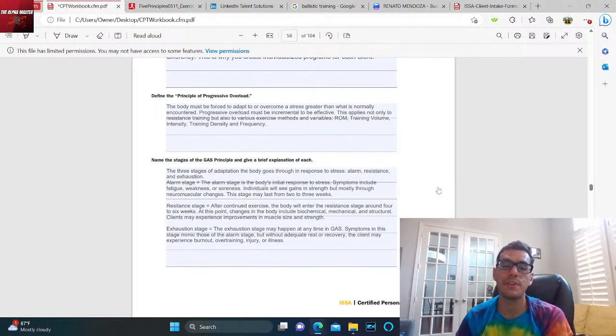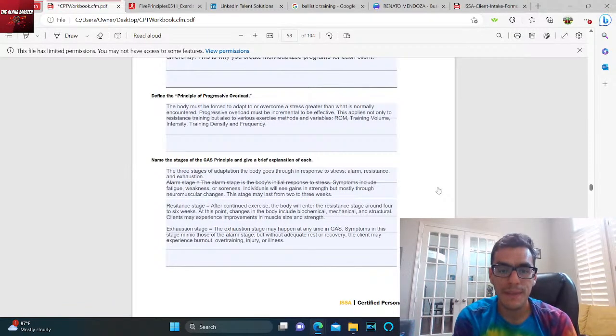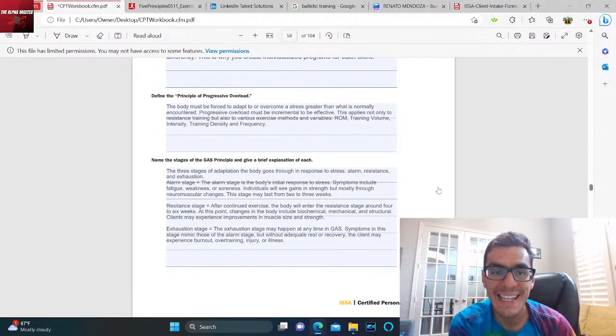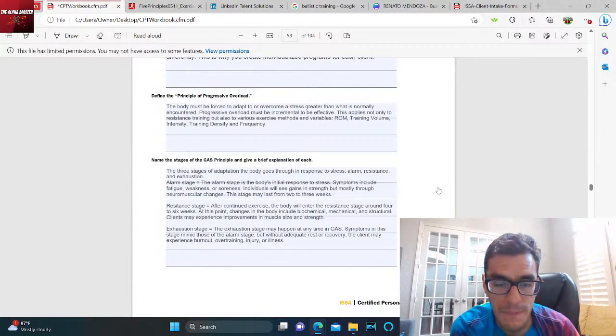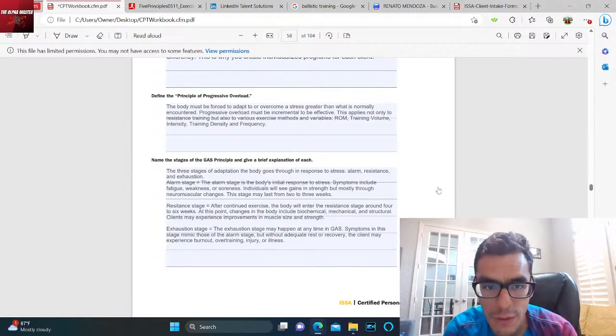Name the stages of the GAS principle and give a brief explanation of each.